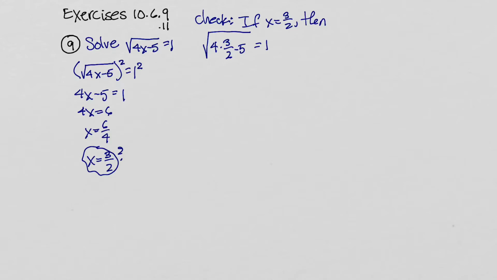And now here, this 2 will divide into the 4 twice. So we'll now get the square root of, 2 times 3 is 6, minus 5 equals 1. This is the square root of 1 equals 1. 1 equals 1. It checks. So now we will claim that our solution set here is 3/2.